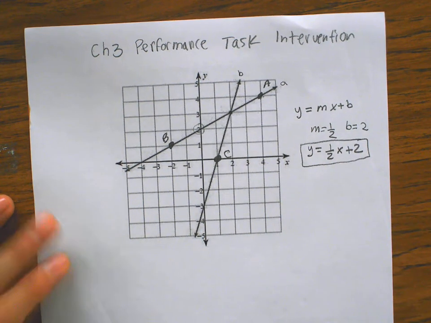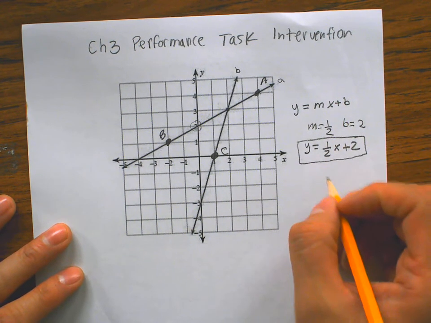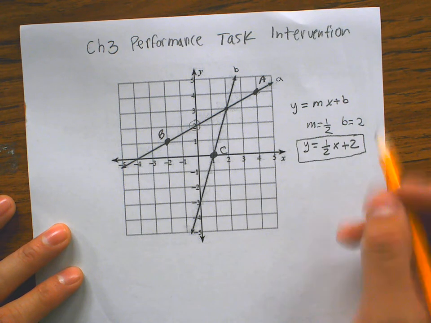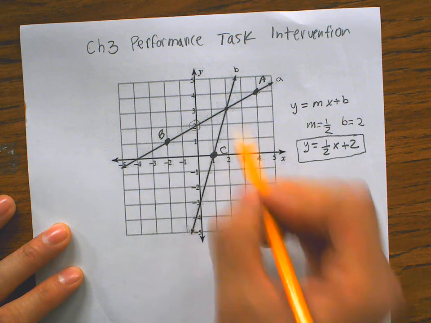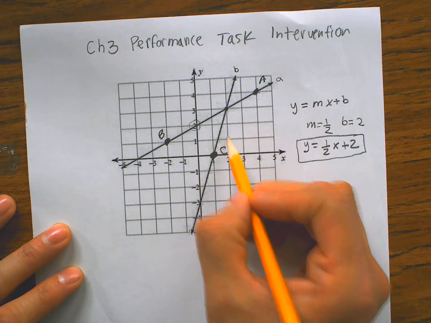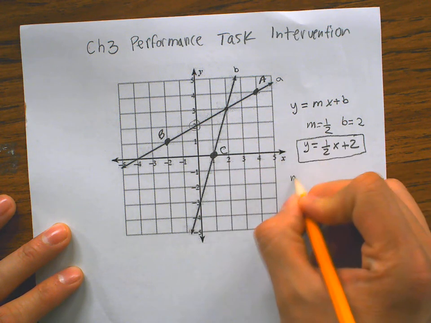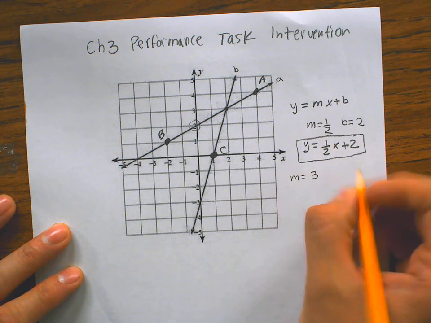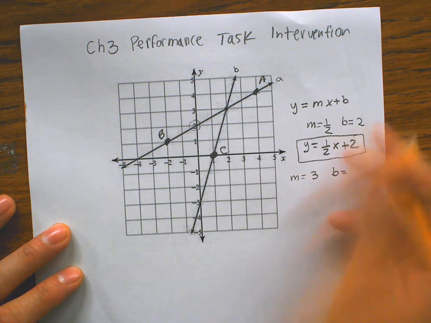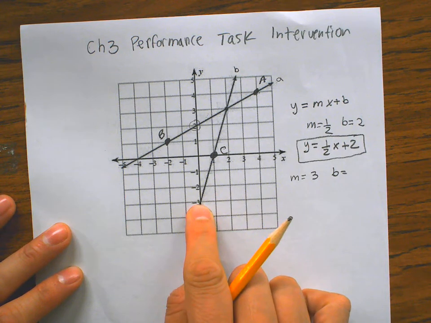Now if I wanted to find out the equation of line B, I would go ahead and do the same thing. Now for line B, that's this one right here. I'm going to find the slope by doing 1, 2, 3, and over 1. So the slope of that is going to be 3 over 1, or simply 3. And the y-intercept, from what I can see down here, it's -3.